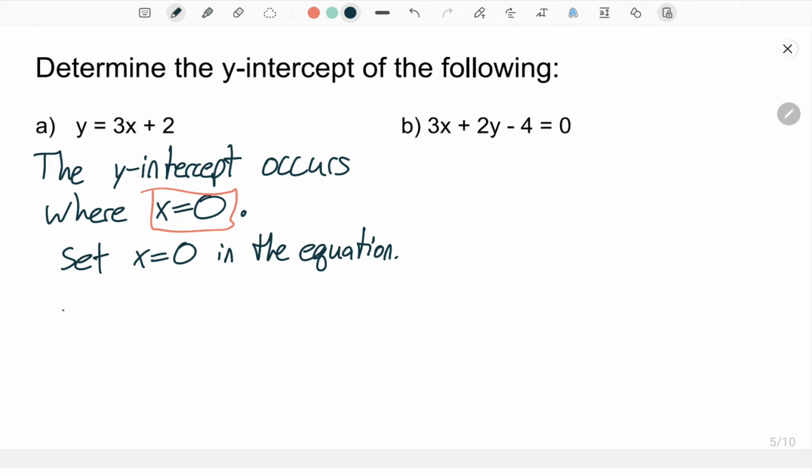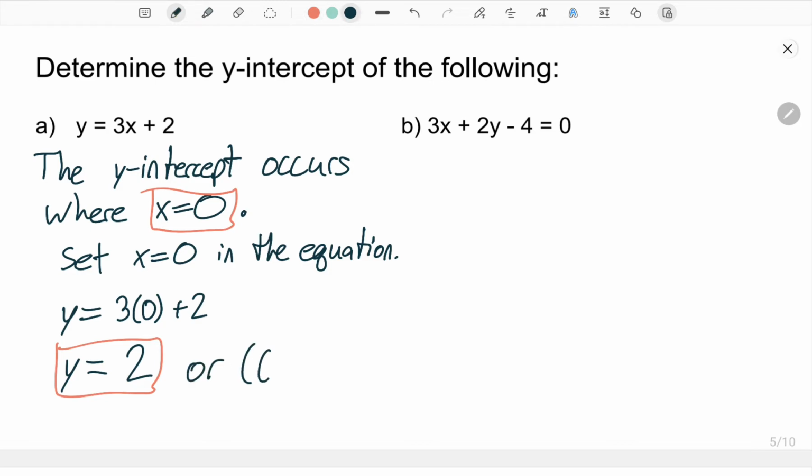So if we have our first equation, y equals 3x plus 2, well, now it's going to be 3 times 0 plus 2. What's 3 times 0? Well, 3 times 0 is just 0. And so you're just left with 2. And so the y-intercept is y equal to 2, or as a point, (0, 2).